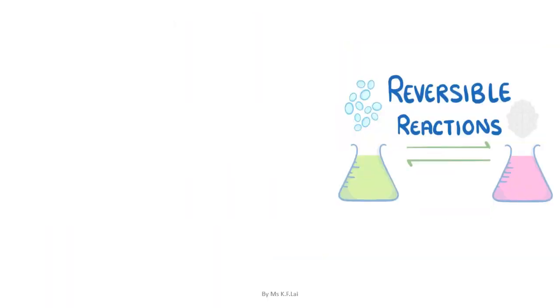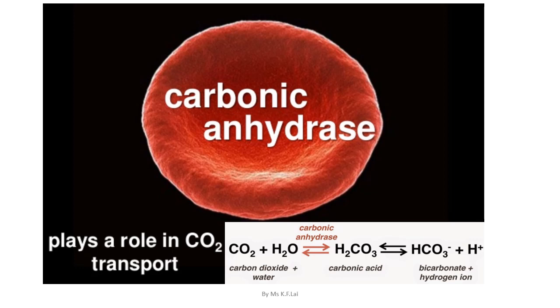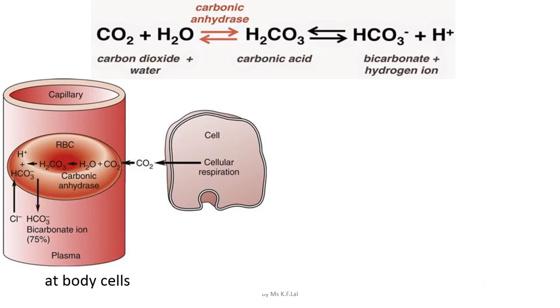Some enzymes catalyze reversible reactions. You have learned this example in Form 3. Carbonic anhydrase is an enzyme found in red blood cells. It plays a role in carbon dioxide transport. Inside our body cells, we carry out respiration.